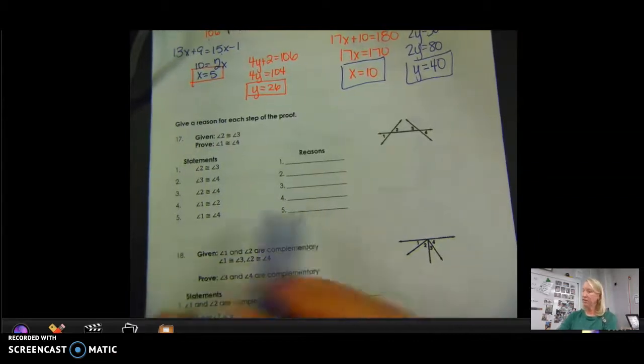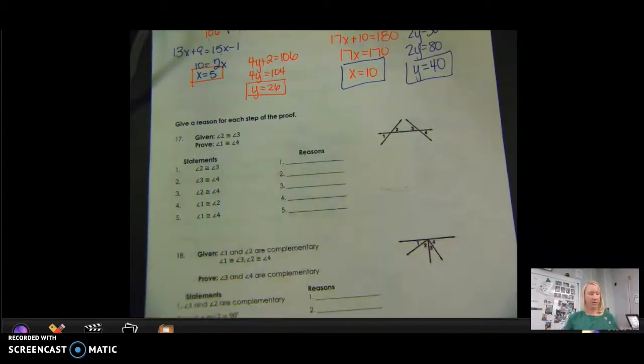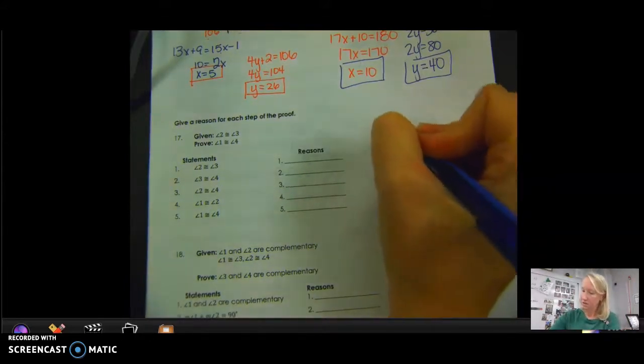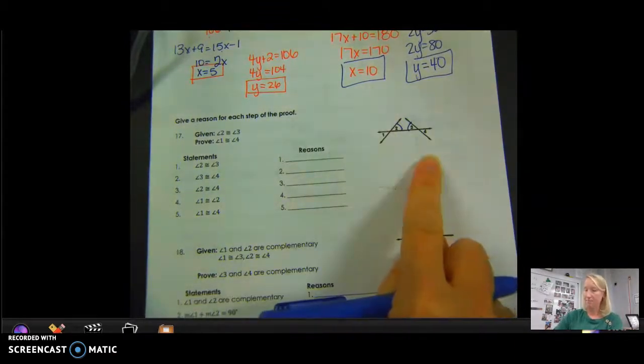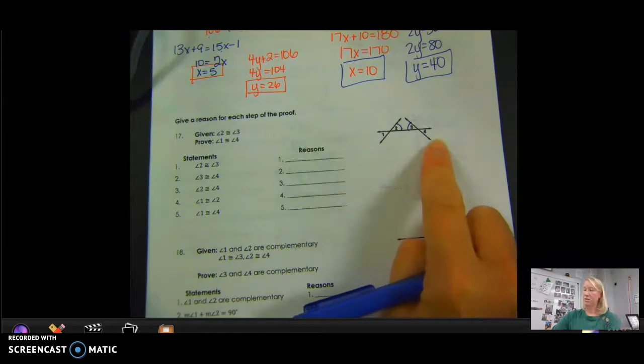Okay. So proof. I would like for you to actually pause me and try this proof completely on your own. Make sure that you are using this guy, okay? So, given angle 2 is congruent to angle 3, so I'm going to mark that. They also gave me this picture, okay? I need to prove that angle 1 is congruent to angle 4. So I'm going to think about this through in my head.